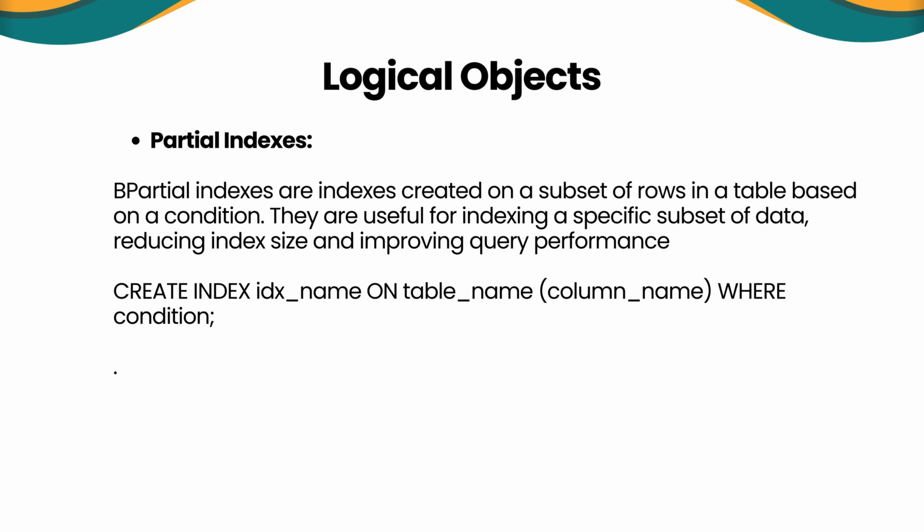And we can create the index by a very simple command. Use CREATE INDEX name ON the table and the column. After that, we have to define a WHERE condition. So, by the use of partial indexes strategically, you can optimize your PostgreSQL database for specific query patterns, improving the performance and reducing the unnecessary storage overhead.